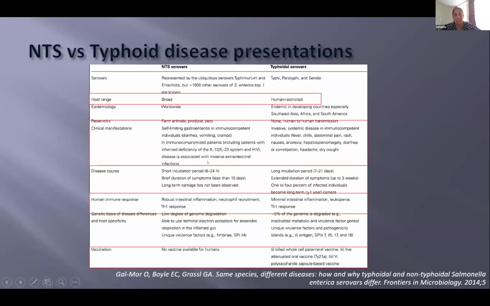The disease course, like I said, is quite short for NTS, with brief duration of therapy, and long-term carriage hasn't really been observed with NTS. But again, with the asterisk that in immunocompromised patients, symptoms may linger on to a subacute, probably chronic presentation. And then typhoid, like I said, has duration of symptoms up to 3 weeks, and about 5% of patients actually become long-term carriers.